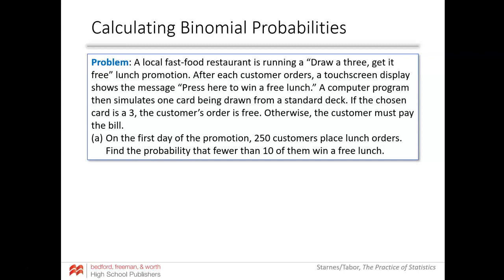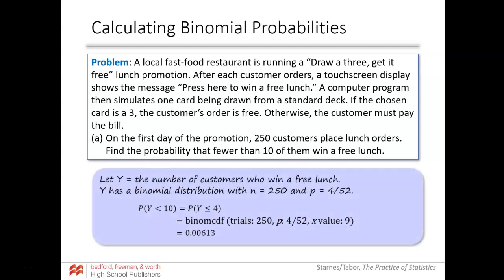All right, so a local fast food restaurant is running a draw 3, get a free lunch promotion. After each customer orders, a touchscreen display shows a message, press here to win a free lunch. A computer program then simulates one card being drawn from a standard deck. If the chosen card is a 3, the customer's order is free. Otherwise, the customer must pay the bill. On the first day of the promotion, 250 customers place lunch orders.